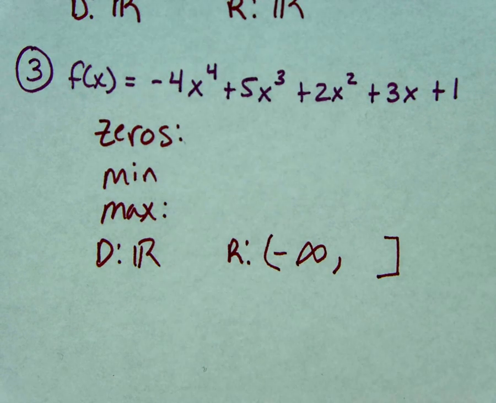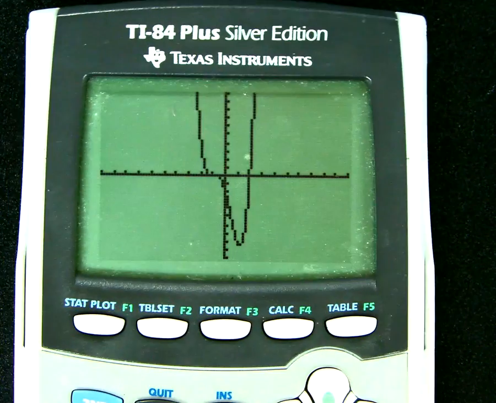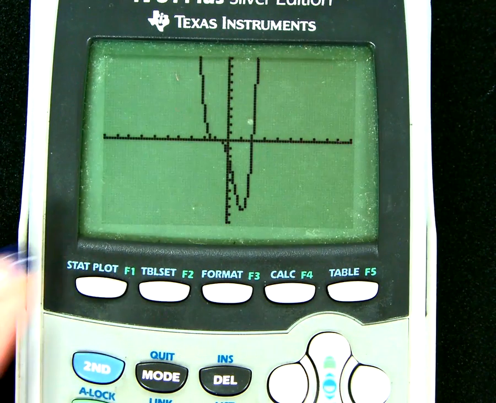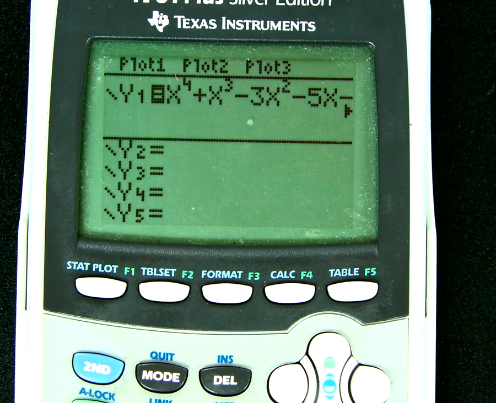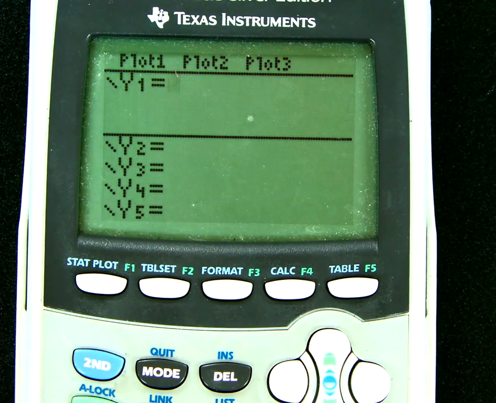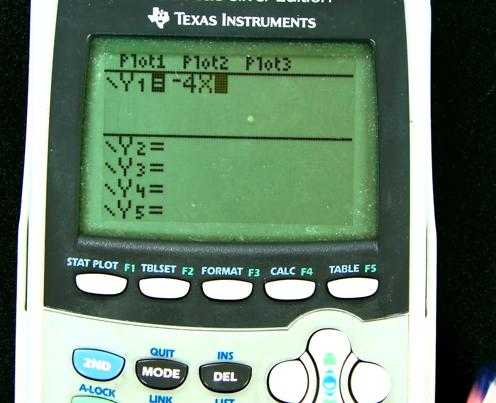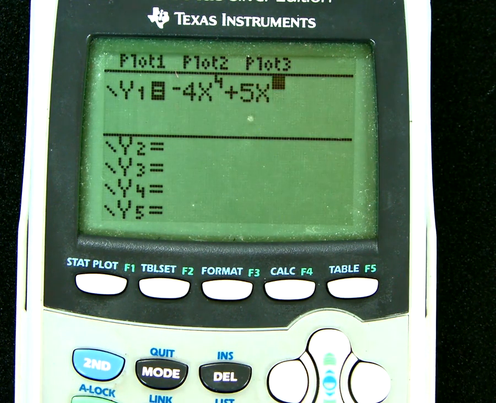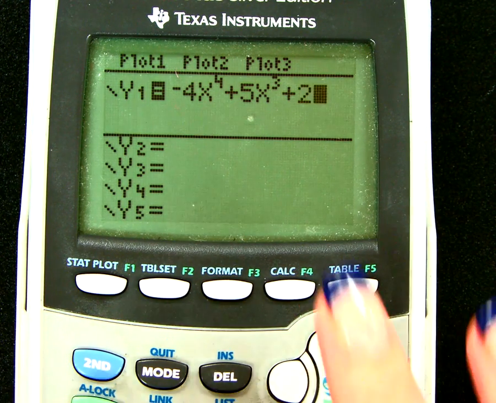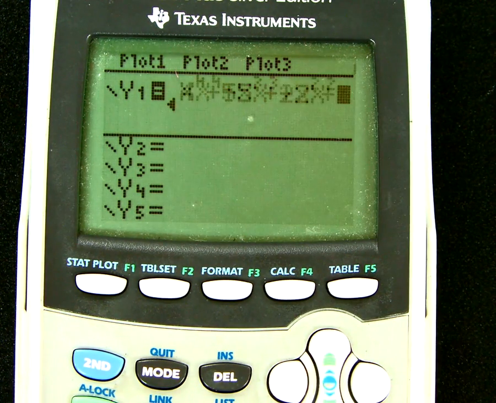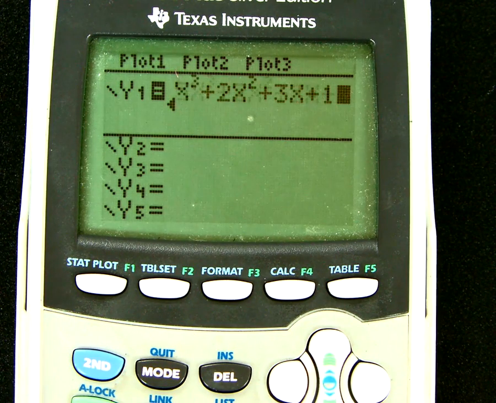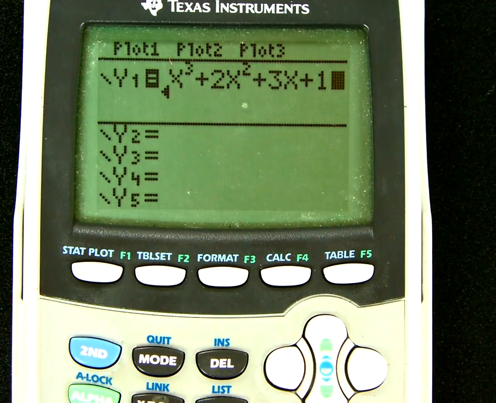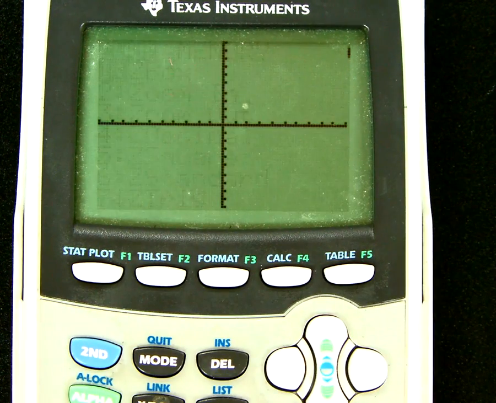Okay. All right, so now let's look at the graph just to verify all that and to find the rest of our information. So back to y equals, typing in our new equation, so I'm going to clear what's there. -4x^4 + 5x^3 + 2x^2 + 3x + 1. Okay, and then zoom 6.